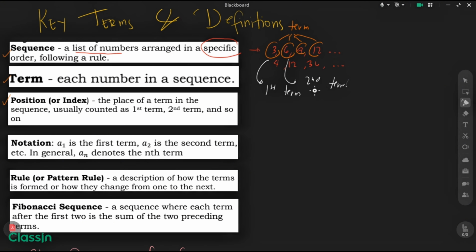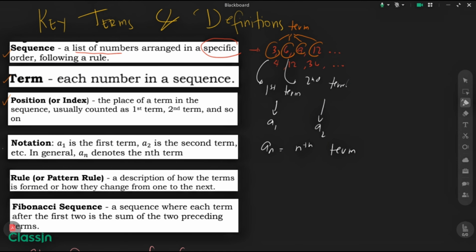For notation, we have A1 will be the first term, A2 is the second term, etc. In general, A of n denotes the nth term. Again, this will be first term, second term. And for this one, the nth term.